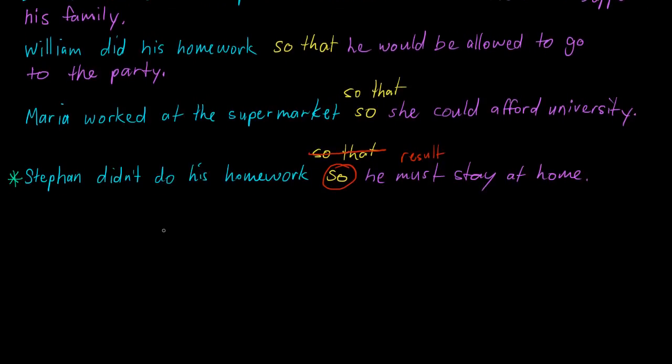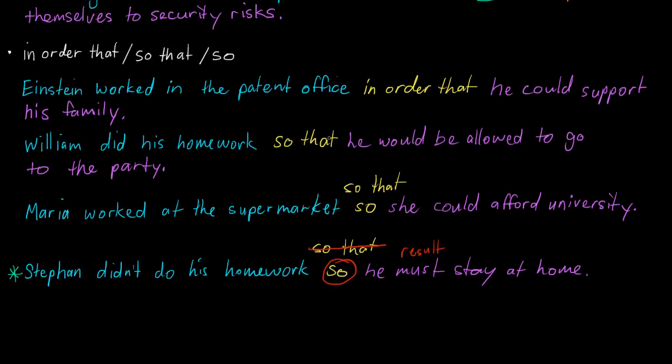Now, another problem that I sometimes see, let's perhaps use this example here. I often see students just removing so, instead of putting so that, they just put that. William did his homework that he would be allowed to go to the party. That definitely does not work. It's quite common with German speakers, with students and Germans, that they'll put that by itself. It needs to be so that in order to show purpose.